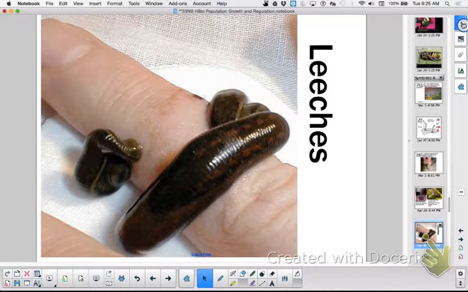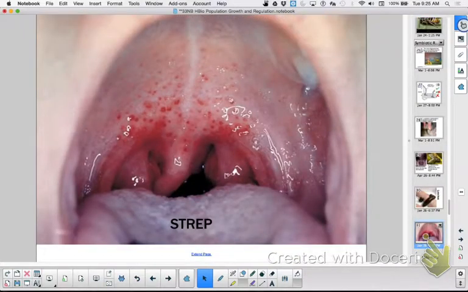And so in this case, thank you, Ms. Litton, for sharing that. Can you see right where they reattached it? This would be an example of what? Mutualism. But usually leeches are parasites. Strep throat, that's a parasite in your throat, okay? Like streptococcus.